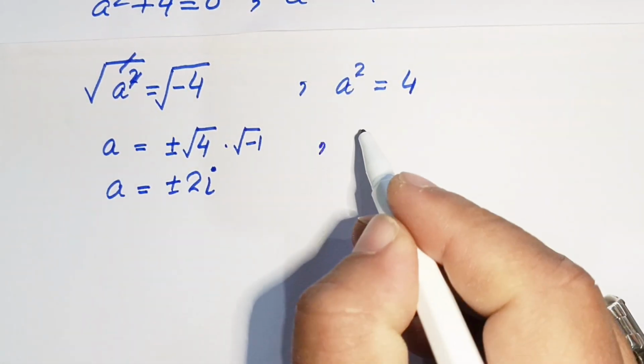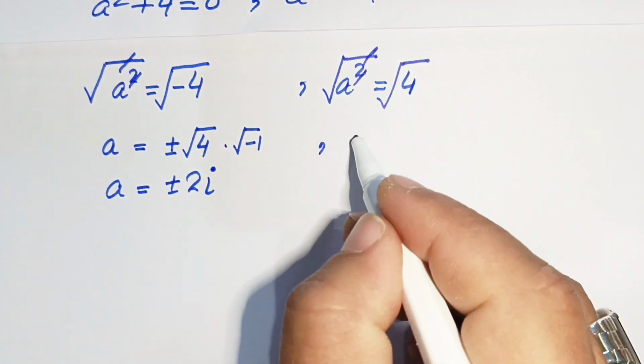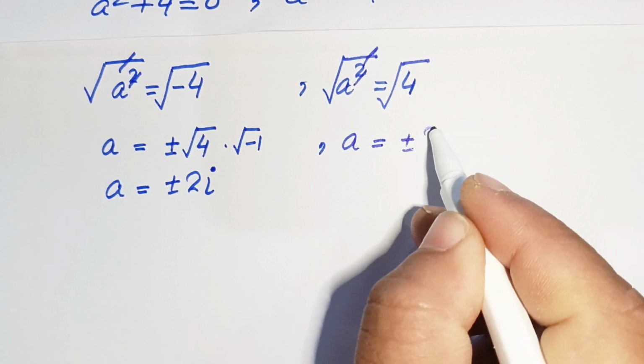And similarly in this case we take the square root on both sides, so cancelling this, a is equal to plus minus 2.